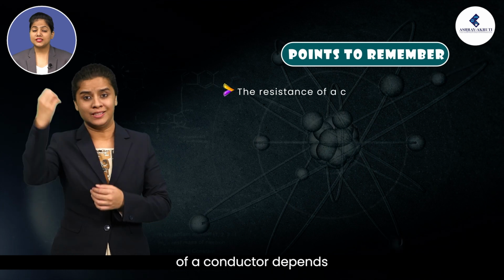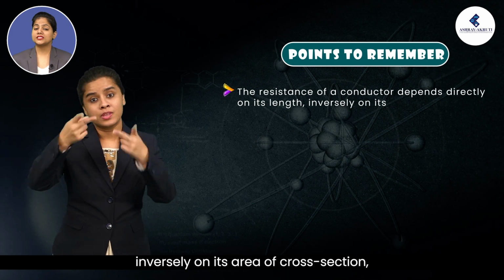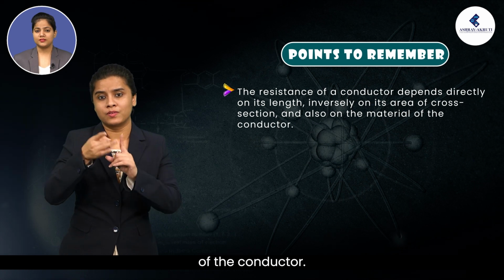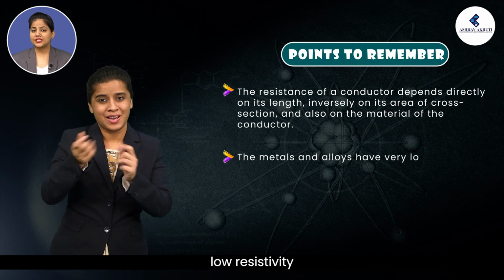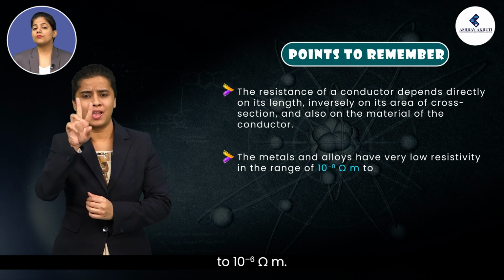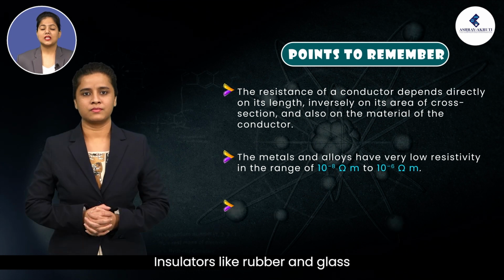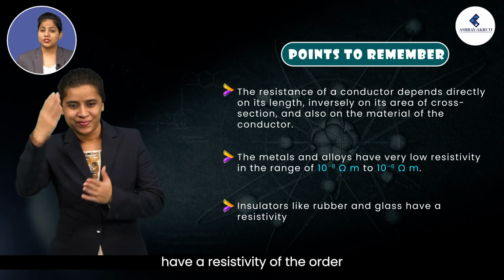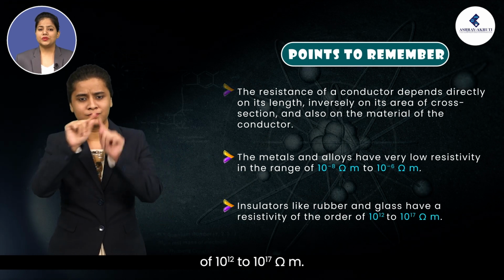The resistance of a conductor depends directly on its length, inversely on its area of cross section, and also on the material of the conductor. The metals and alloys have very low resistivity in the range of 10 to the power minus 8 ohm meter to 10 to the power minus 6 ohm meter. Insulators like rubber and glass have a resistivity of the order of 10 to the power 12 to 10 to the power 17 ohm meter.